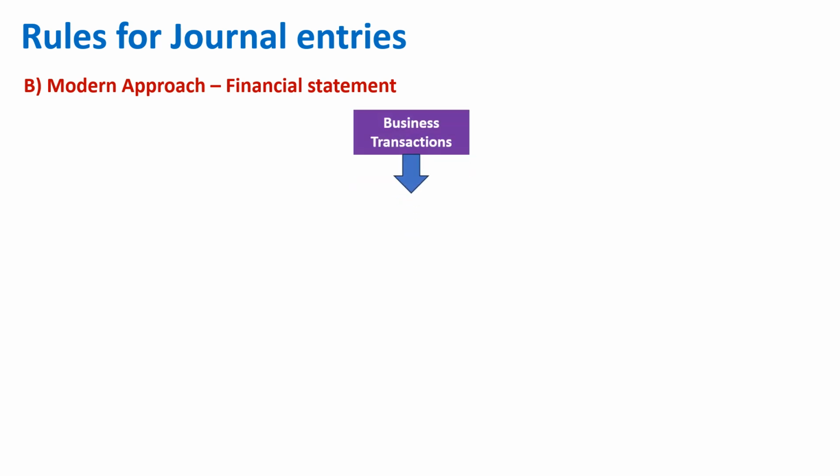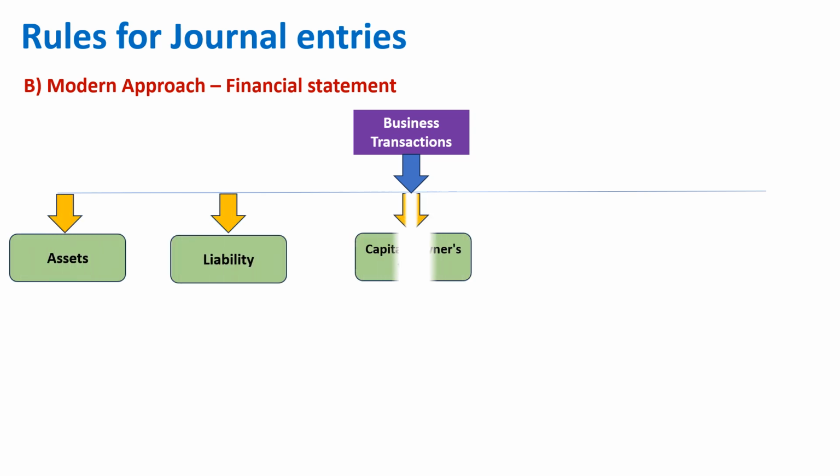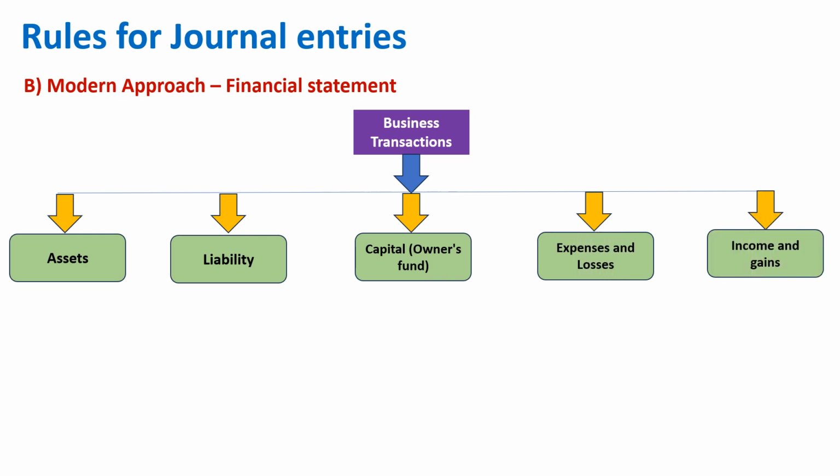So business transactions are classified into different categories. The first category is assets, liability, capital fund, or you can say owner fund, expenses and losses, and income and gains. So whatever business transaction a company is doing today, it can be categorized under these five buckets. You will not have any more bucket. These are the five buckets under which the business transaction can be allocated, right?